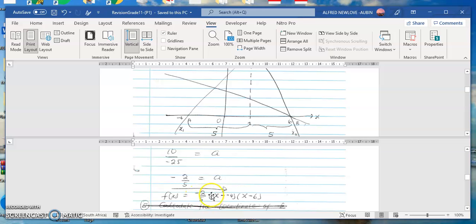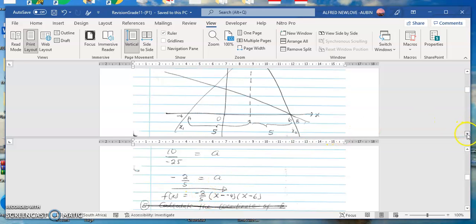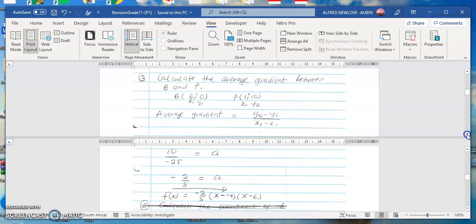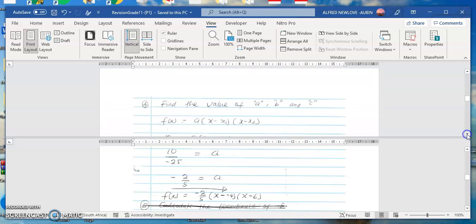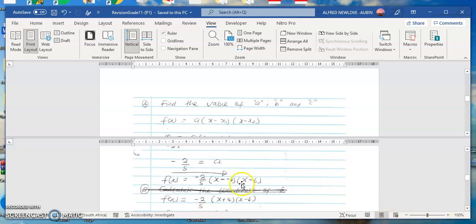Substitute it into the function again. So what is our function? Our function is your a, which is this one, times x. You write the x because we want to write this as an equation, minus our x1, which is minus 4. Then our x minus our x2 is what? 6. Then minus minus is going to give us plus. Then you need to expand.